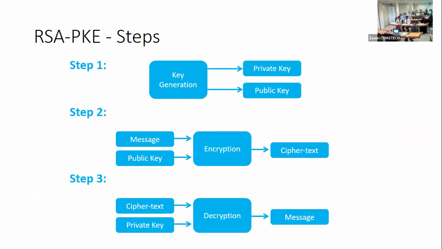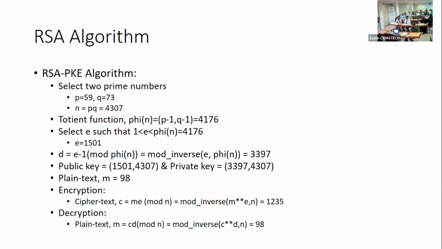so now Alice is going to select a number E, which is between 1 and the totient function. Let's say Alice picks 1501. Then we compute D using the function e raised to the power minus 1 mod the totient function, which gives us 3397. By the way, this is not e minus 1, this is e raised to the power minus 1.